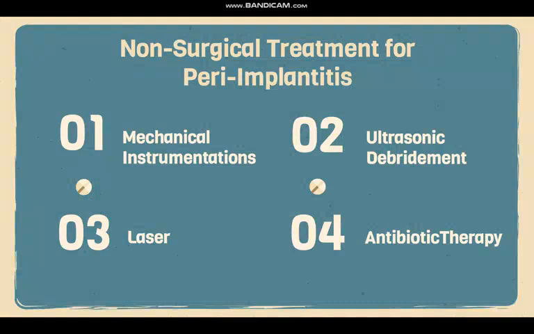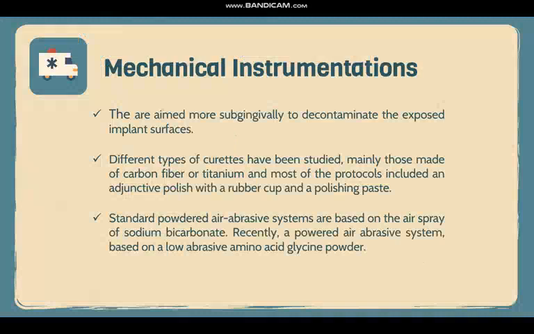Non-surgical treatment for peri-implantitis: 1. Mechanical instrumentation. 2. Ultrasonic debridement. 3. Laser. 4. Antibiotic therapy. Mechanical instrumentation is aimed at subgingivally decontaminating the exposed implant surface. Different types of curette have been studied, mainly those made of carbon fiber or titanium, and most of the protocols include an adjunctive polish with a rubber cap and polishing paste.